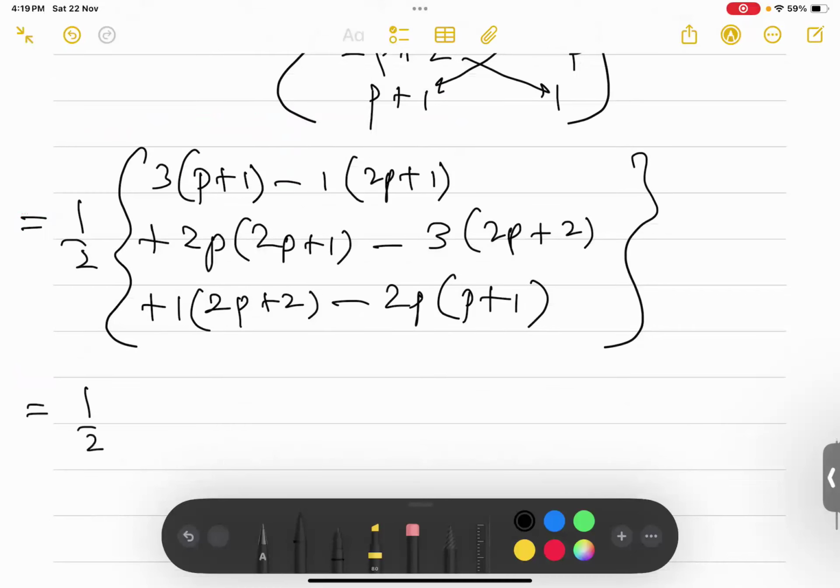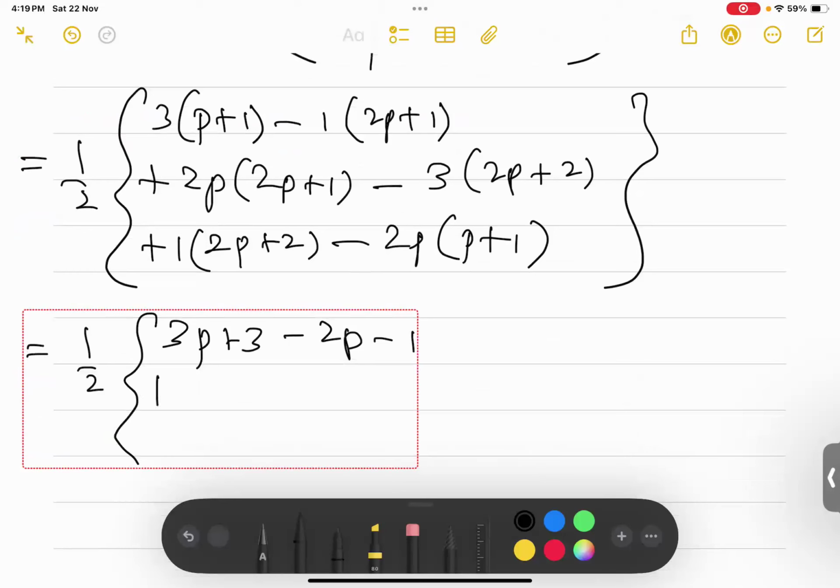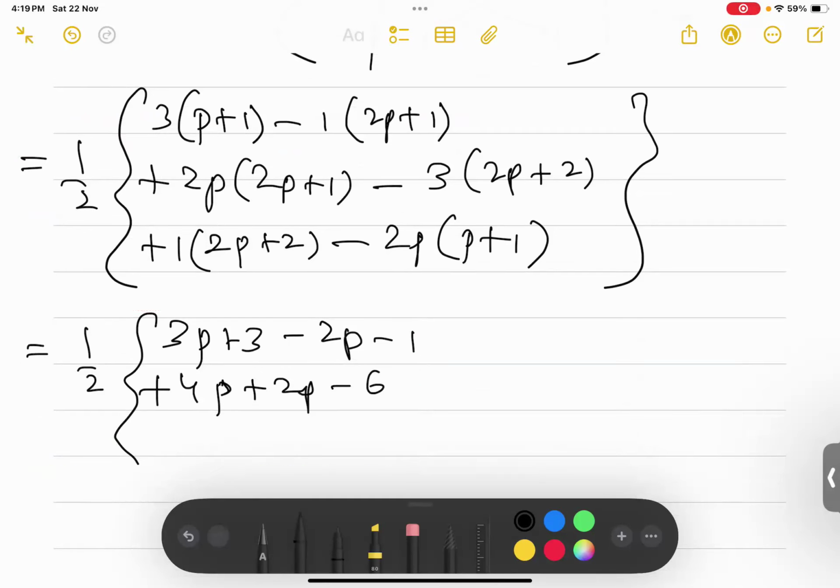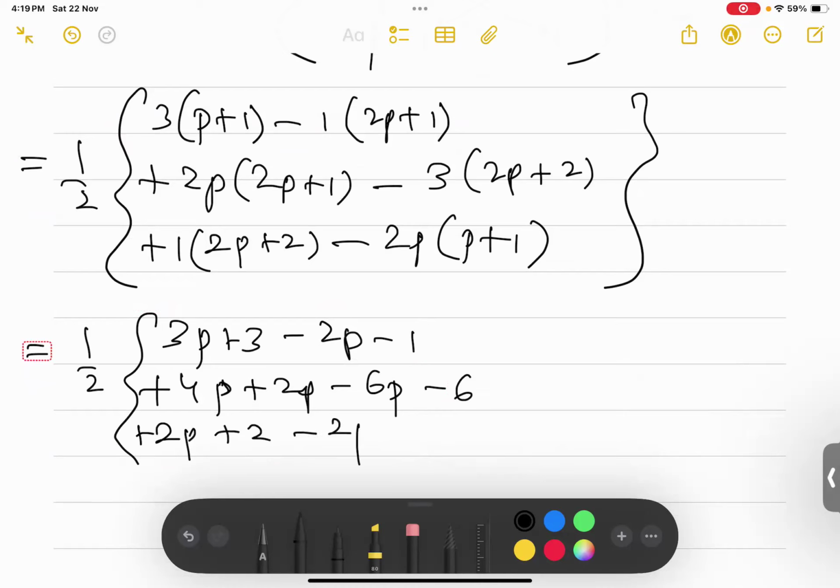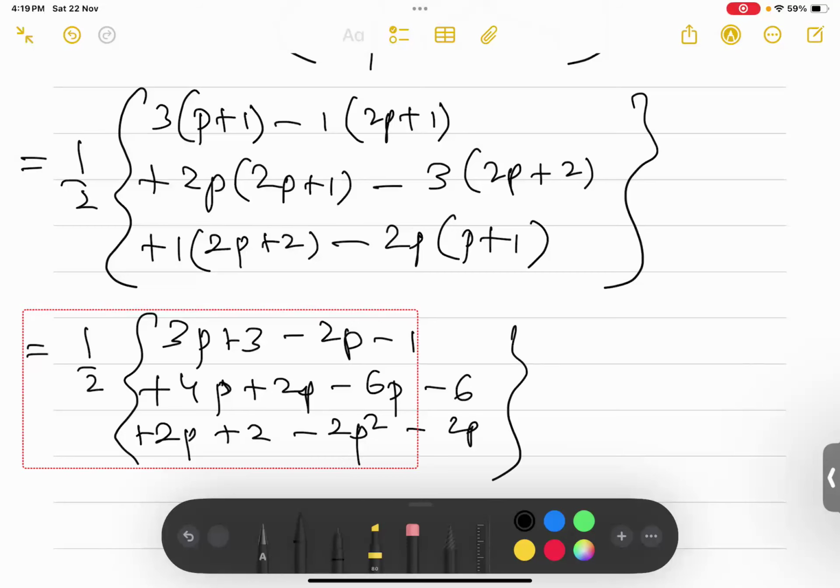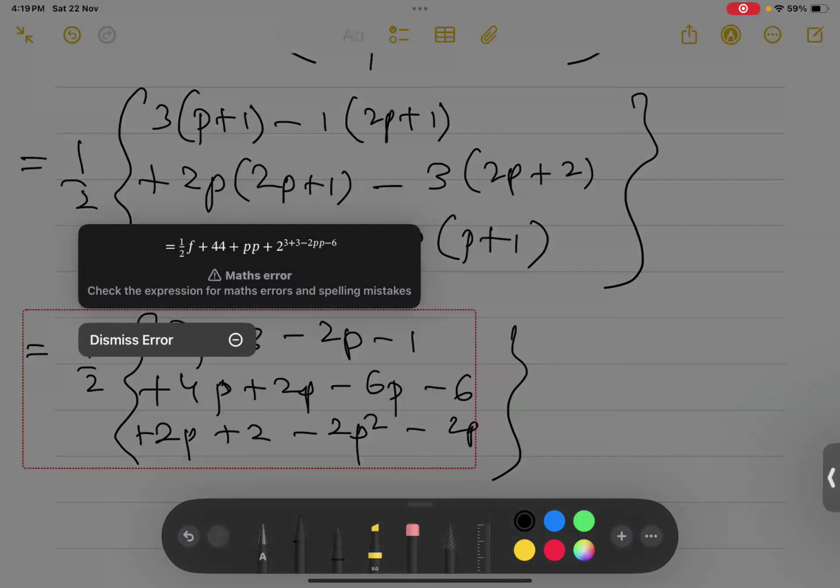Okay. Half, 3p plus 3 minus 2p minus 1 plus 4p plus 2p minus 6p minus 6 plus 2p plus 2 minus 2p square minus 2p. Okay.